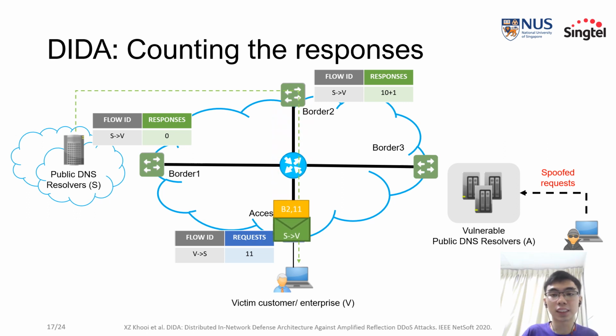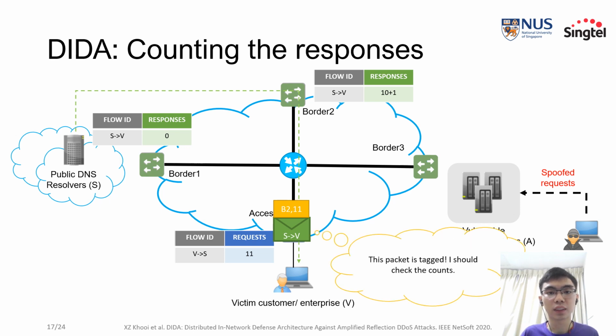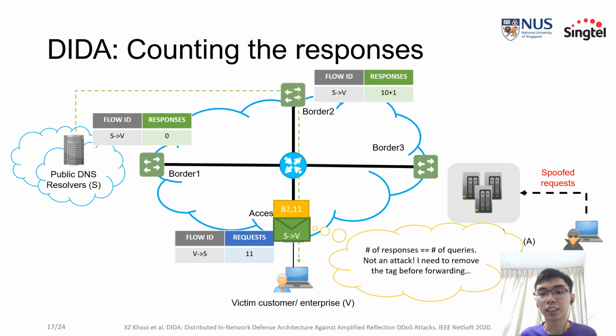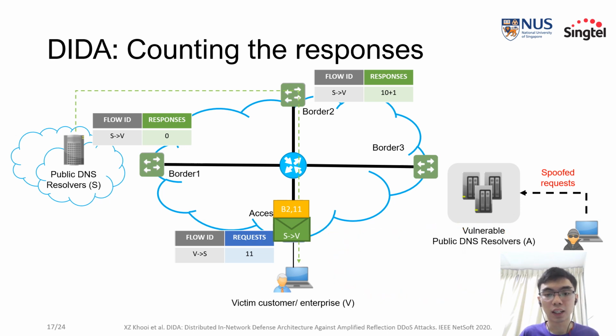Whenever access 1 sees a tagged packet, it would have to extract the information inside. Access 1 would then compare it against the counts inside its table. For this case, the number of responses is equal to the number of requests, so it is not an attack. Access 1 would then strip off the custom header and forward it normally to the end host.